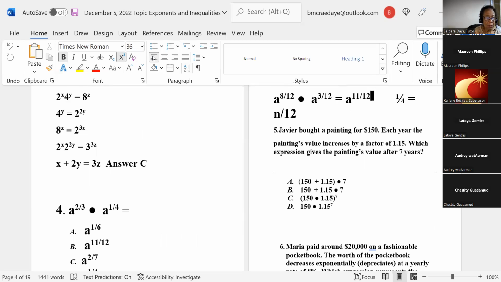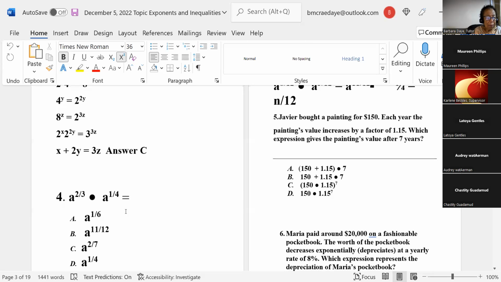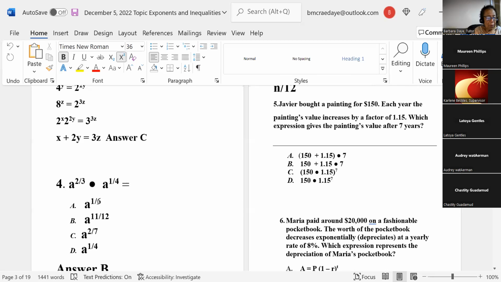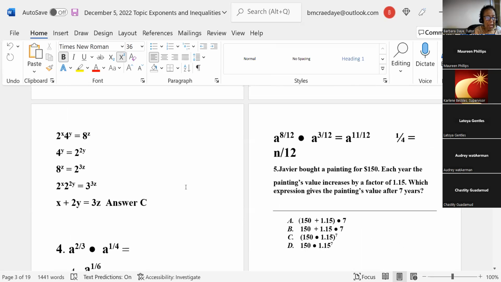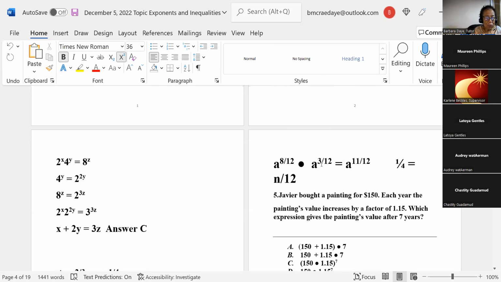Maureen, did you do that one? No. Well, you understand now how you go from 2/3 to 12ths and you go to 1/4 to 12ths. And then since they're all in 12ths, you can add them because 8 plus 3 is 11. Got it? Yeah. Okay.